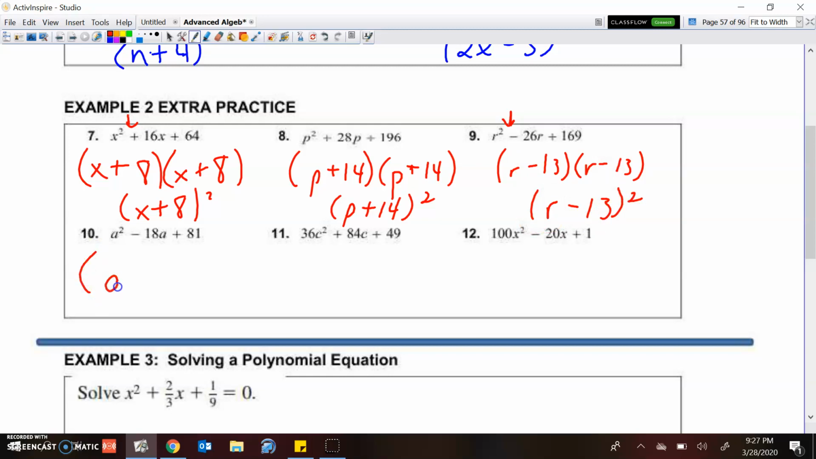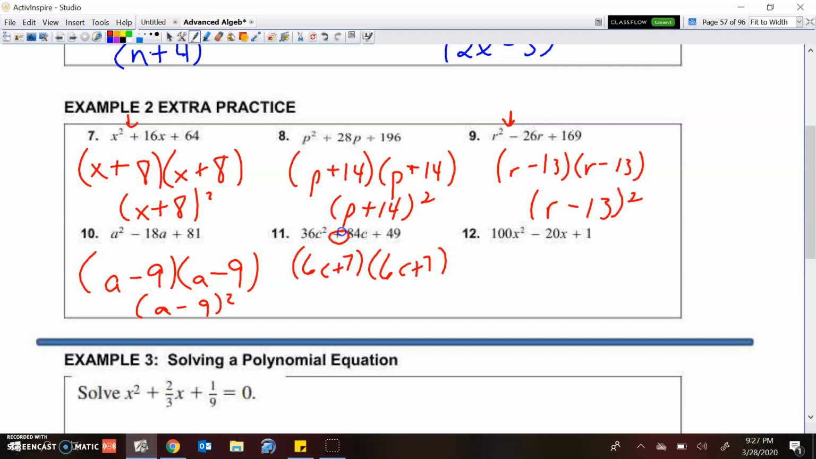Moving on, we have a and a. Square root of 81 is 9. And it's a minus, so it's a minus 9 squared. All right, number 11, square root of 36c squared is 6c and 6c. Square root of 49 is 7 and 7. Both are plus, because this is a plus here. So it is 6c plus 7 squared.